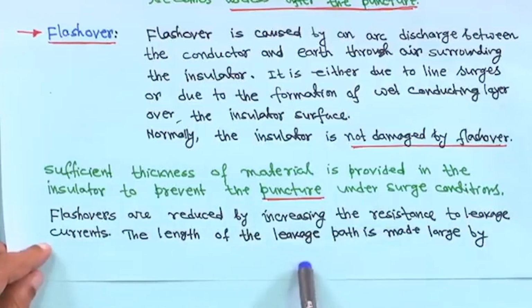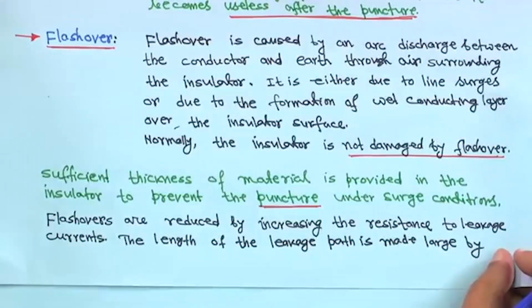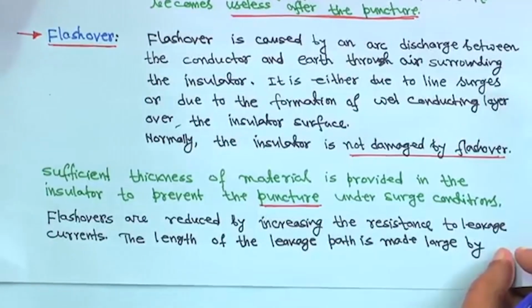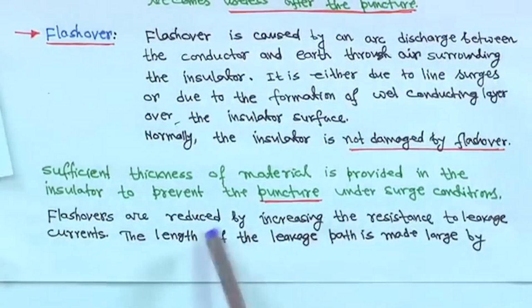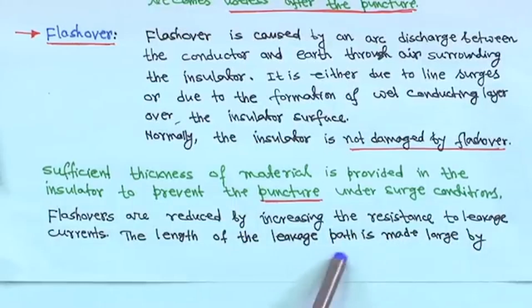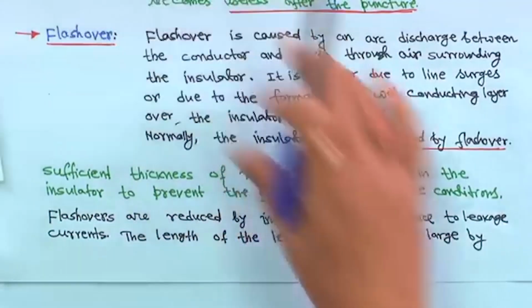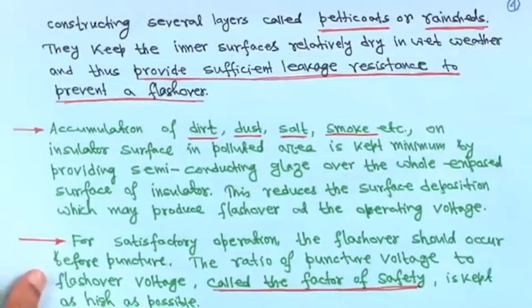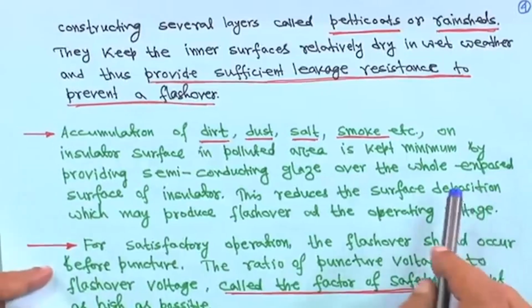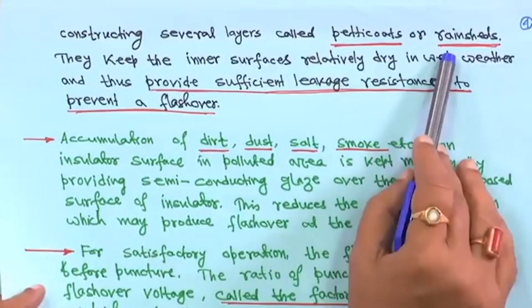The length of the leakage path is made large by constructing several layers called petticoats or rain shades. You might have seen the insulator, it is like a cap type of thing, right. I will give the diagram later on. It is sometimes called petticoats or rain shade.